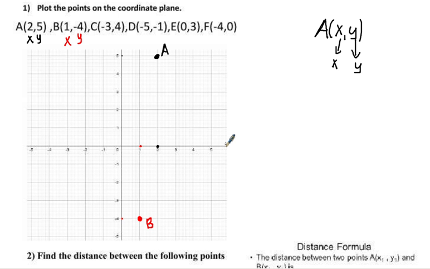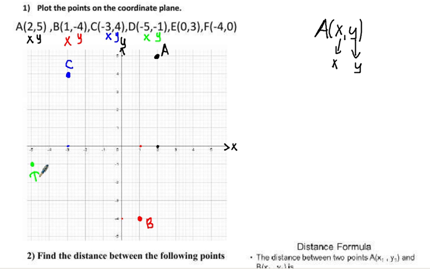Let's also show, so this is our x-axis and this is our y-axis. If we keep solving for the point C, x value is minus 3, and y value is 4, here it is. We have the point C. And for the point D, we have negative 5 and negative 1, which is here.